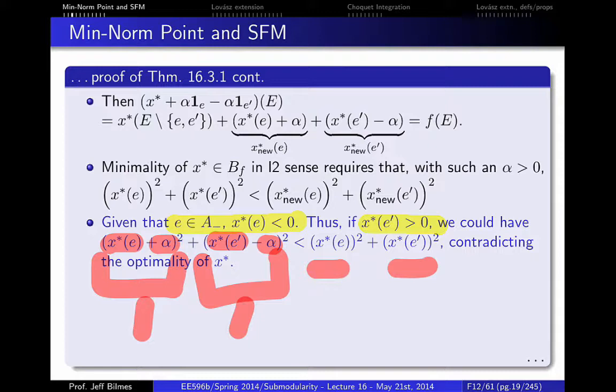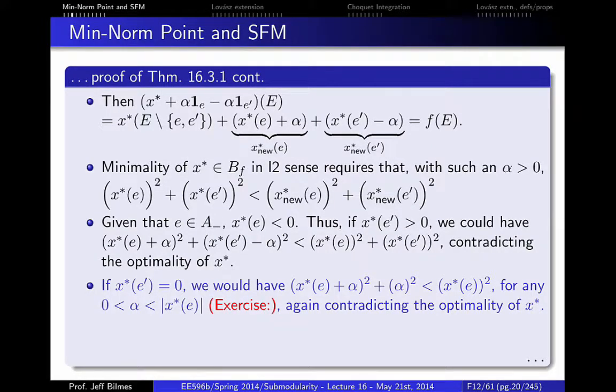So it means that x star e prime has to be less than or equal to 0. But we're actually going to say something stronger, which is that x star e prime is strictly less than 0, because if x star e prime was exactly equal to 0, we would have a similar contradiction. Namely, we would have this, and that would, again, contradict the optimality. And so I'm going to leave this as an exercise for you to show why this holds.